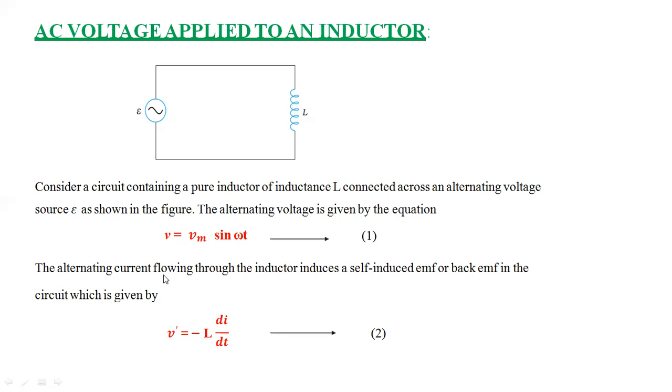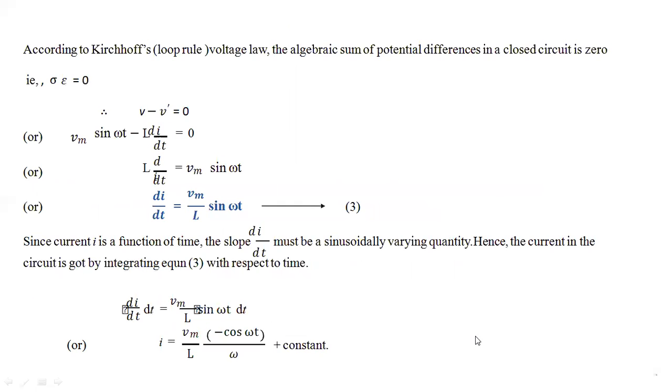The alternating current flowing through the inductor induces a self-induced EMF, or back EMF, in the circuit, which is given as V dash is equal to minus L di by dt. According to Lenz's law, the sign of this induced EMF is always taken as negative. So that much EMF will be induced in the inductor when we apply the alternating voltage V is equal to Vm sin omega t to a pure inductor circuit.